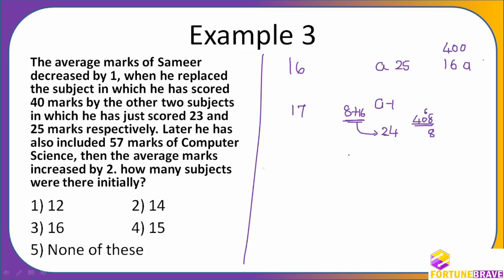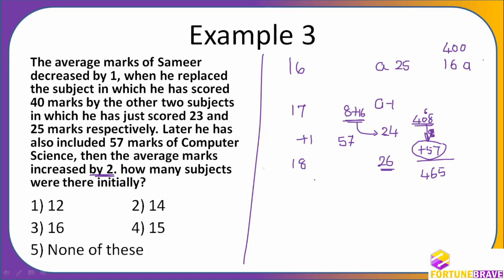Now what we have to do is, if we add 57, the difference is 408, plus 57, so what I will get is 465. Now this has to become 18 and this has to become 26. Why? One more subject is added, which is having 57 marks. So the average will be increased by 2, which means this has to become 26.